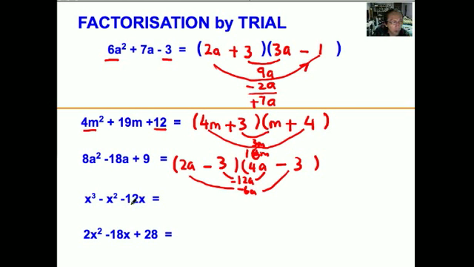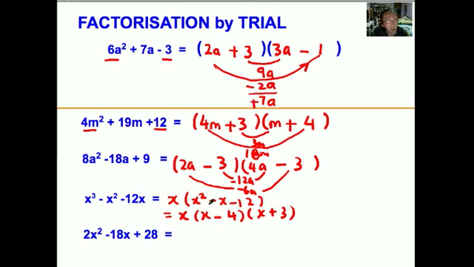In the next example, we notice that we have an x cubed term. We can only factorize x squared terms. Therefore, there must be a common factor of x. Thus, we have to bring out the common factor first, so that we will have the x squared terms in brackets. And factorizing this, we have x minus 4 times x plus 3. The middle term is negative x. We have negative 4x plus 3x to give negative x.